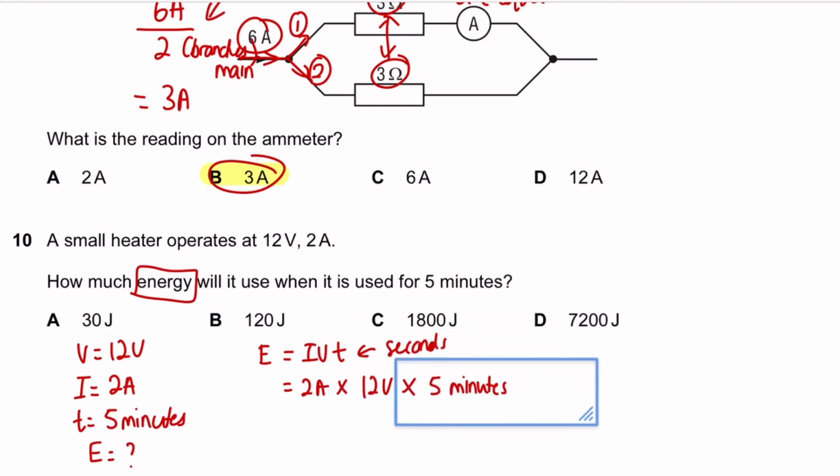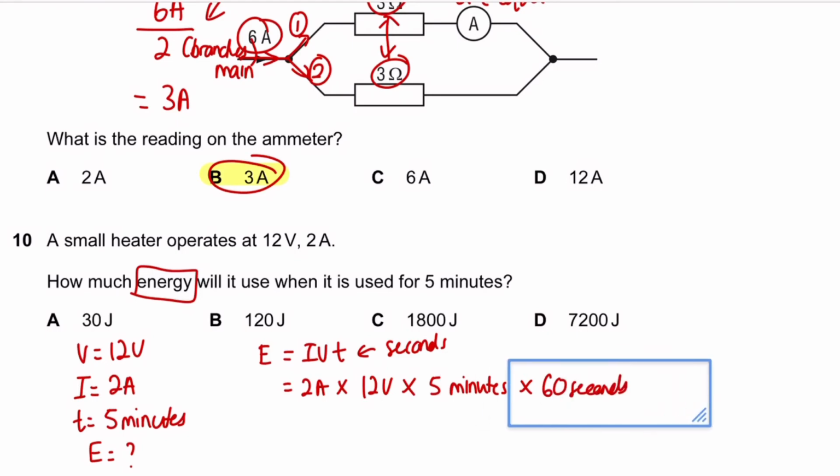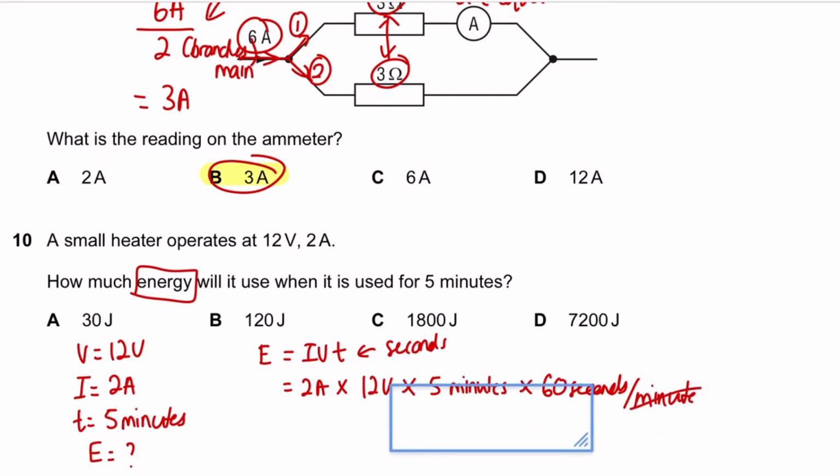Therefore, the minutes shall be converted to seconds by the method of multiplying 5 minutes by 60 seconds per minute, since minute and minute will cancel each other off. With the use of your calculator, you'll be able to get the answer. Hold up, let me use my calculator.